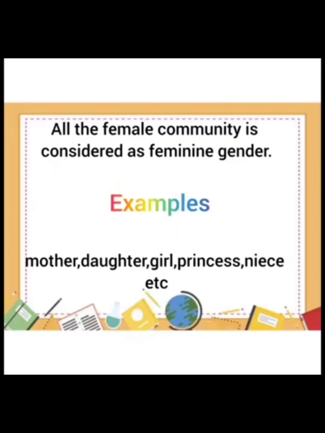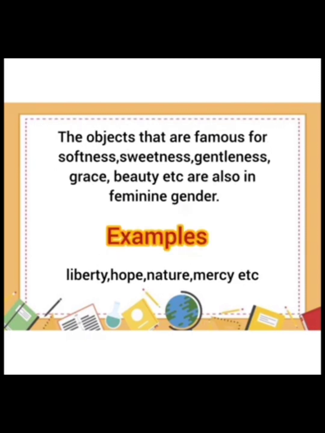Feminine gender: all the female community is considered as feminine gender. For example, mother, daughter, girl, princess, niece, etc. The objects that are famous for softness, sweetness, gentleness, grace, beauty, etc. are also in feminine gender. Examples are liberty, hope, nature, mercy, etc.